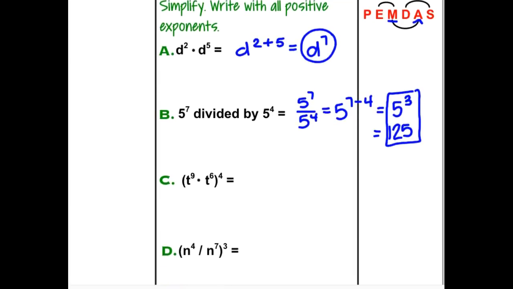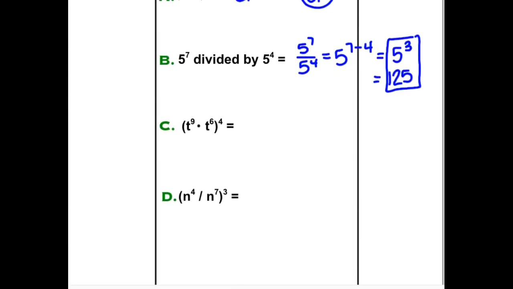Let's take a look at the next two. The next two deal with powers, so they're a little bit more challenging. We have for this first one, t to the 9th times t to the 6th, all to the 4th power. I want you to start with your parentheses first. So that means that I'm going to have t to the 9 plus 6 power, since it's multiplying, still to the 4th power. Well, 9 plus 6 is 15, so I have t to the 15th, all still the 4th power.